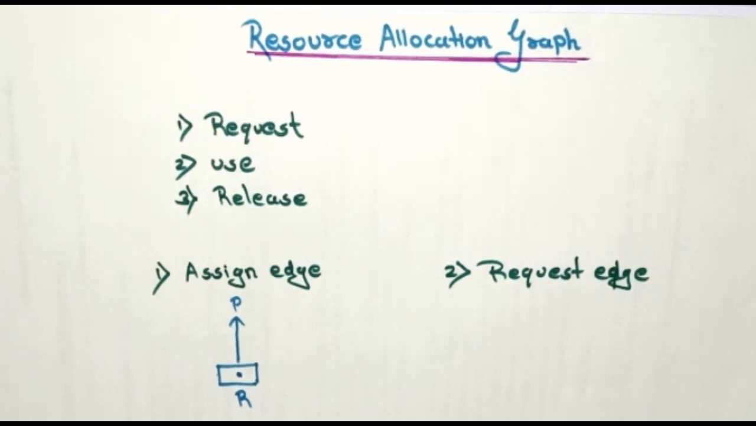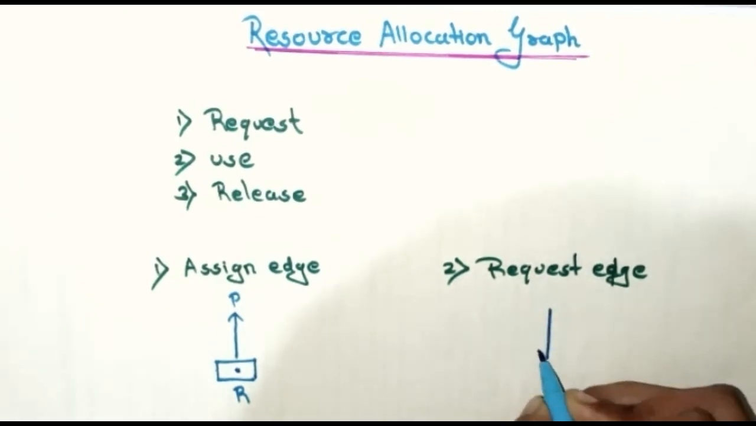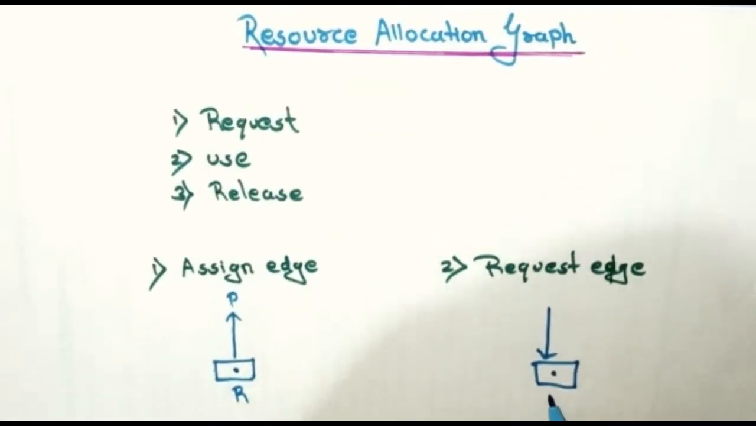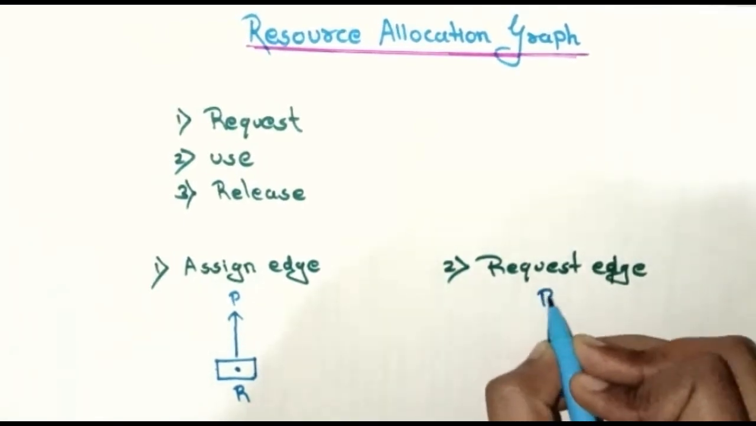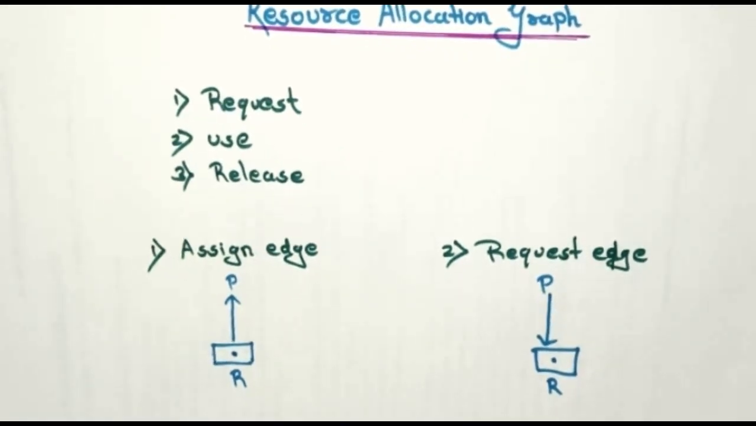Okay, now in the request edge we can see that the edge moves from the process towards the resource. Here the process is connected with the resource. If there is an edge which is moving towards the resource, it means that the process is requesting the resource. So this is the concept.